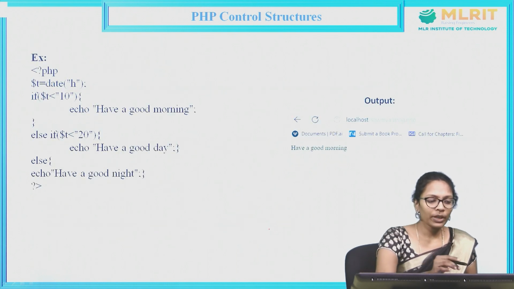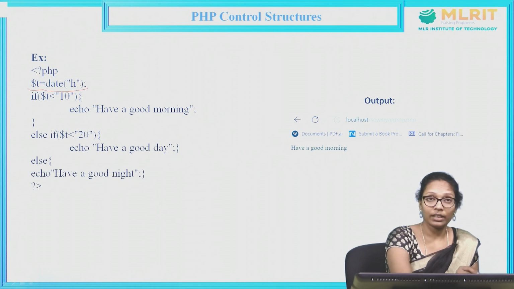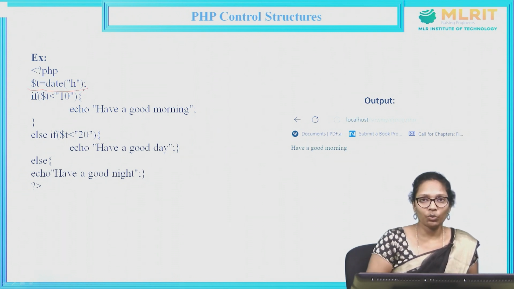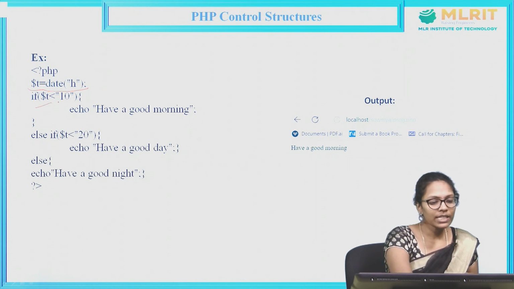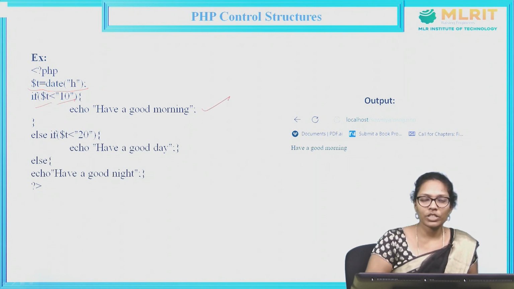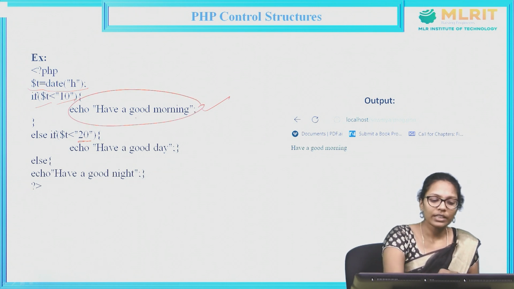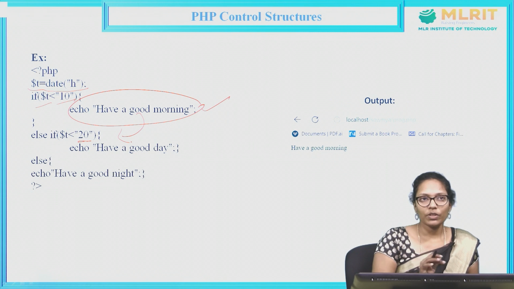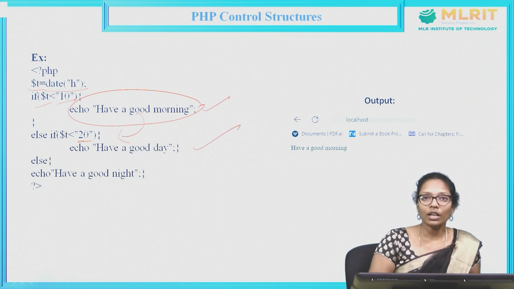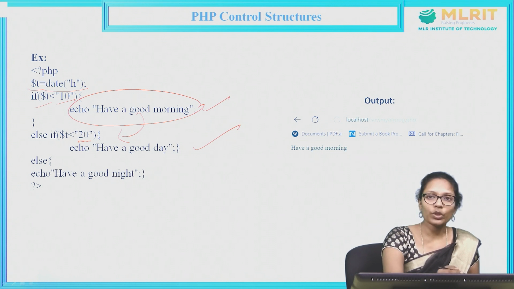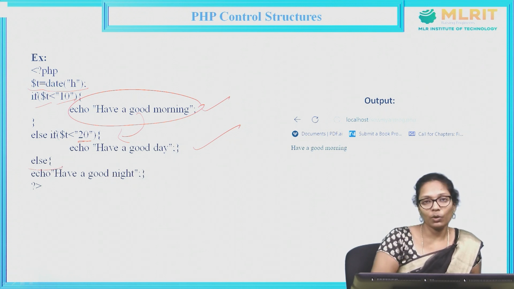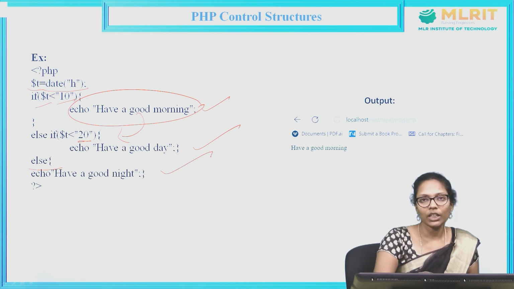So this is an example program, the same $t, which I am taking from the date function. In that date function, I am considering only the h value. So now if $t is less than 10, it is morning, so I am wishing "have a good morning". If it is less than 20, that means it is in between 10 and 20. Why? Because if the first condition fails, then only it will come to the second condition. So if it is not less than 10, then it comes to the second one. If it is less than 20, that means in between 10 to 20, you are giving a message called "have a good day". Otherwise, if these two conditions fail, then by default the last else block will be executed. So there I am printing the "have a good night" message.